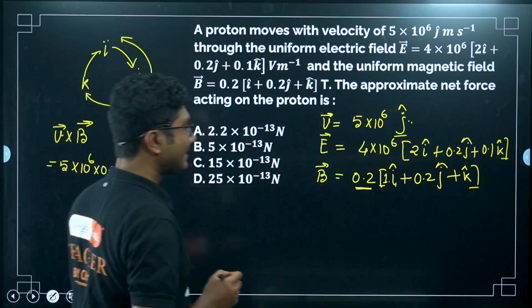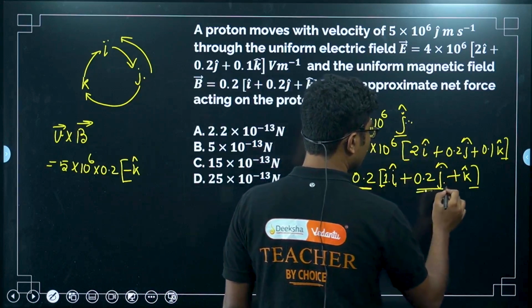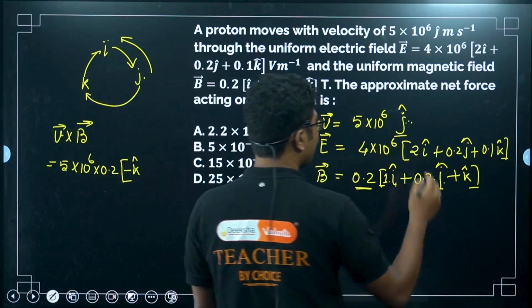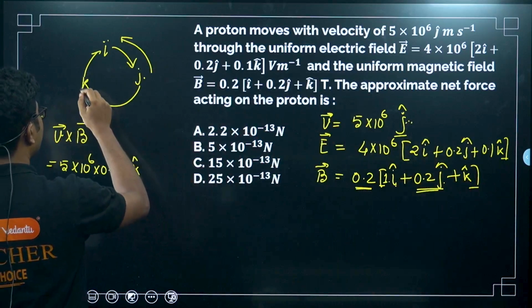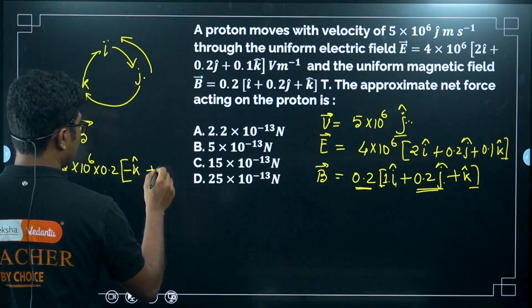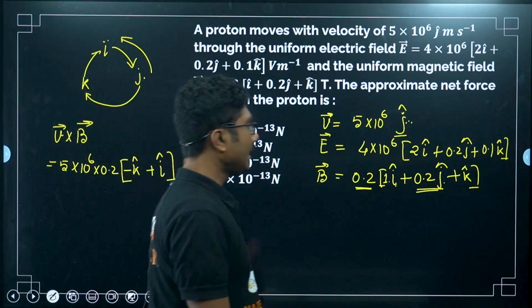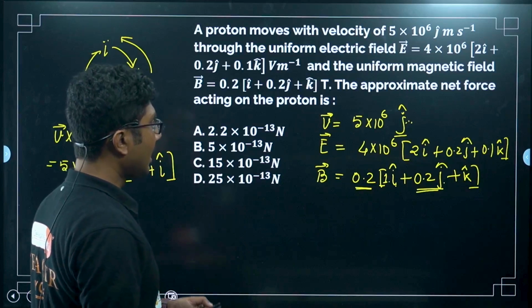Okay. Now, next is J cross J. So, this term should go to 0, right? J cross J is 0, and last but not the least is J cross K. J cross K should be equal to I. So, V cross B also we have calculated, right? Next is only to put the values and calculate the answer.